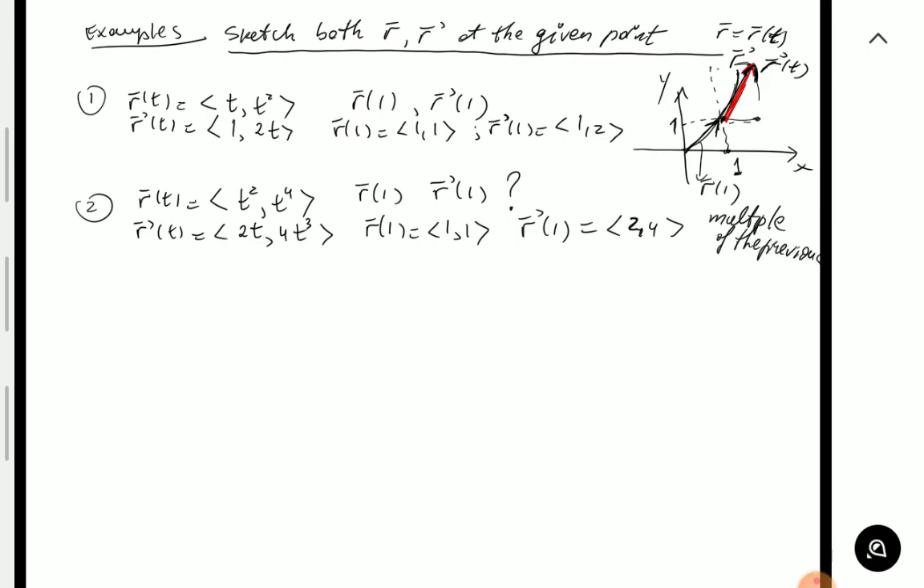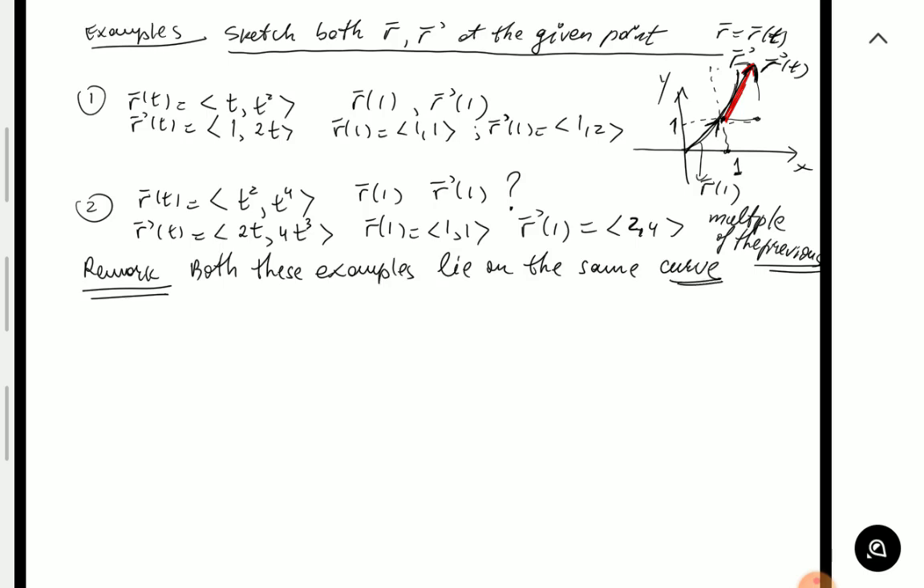A scalar multiple, which means these two are parallel, basically. So at this point, we're going to sketch them in a minute, but notice something else. Let's write it as a remark here. Notice that both these examples lie on the same curve.